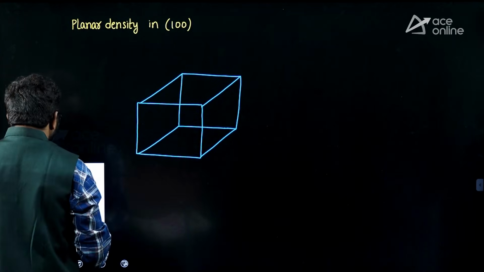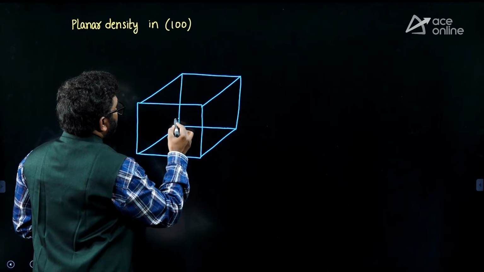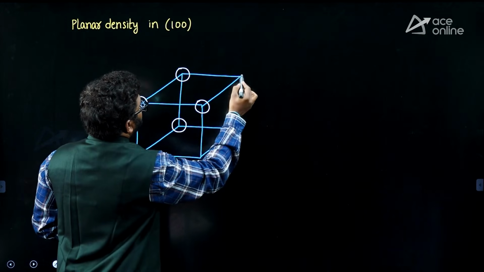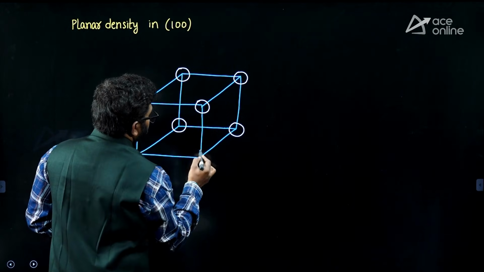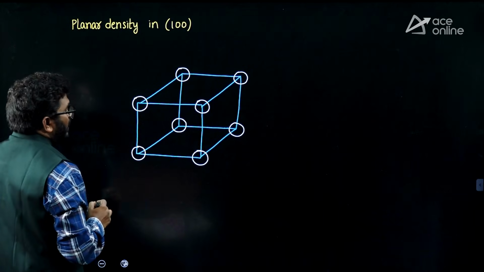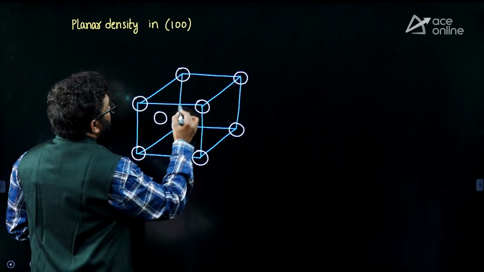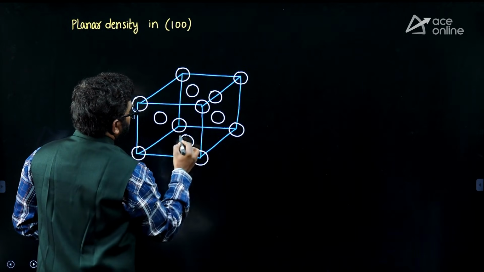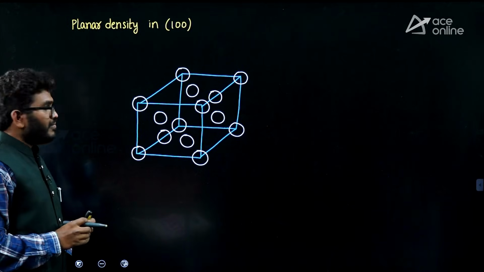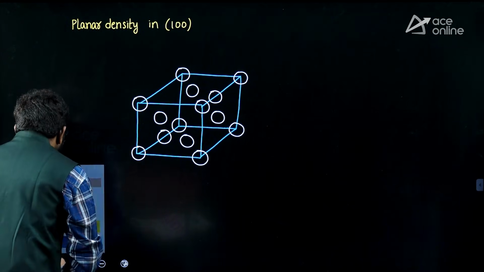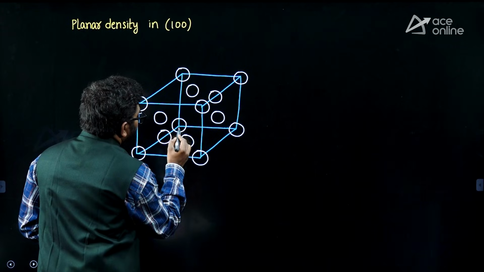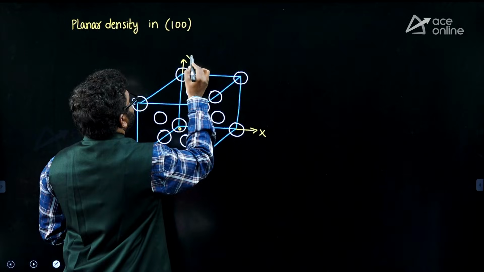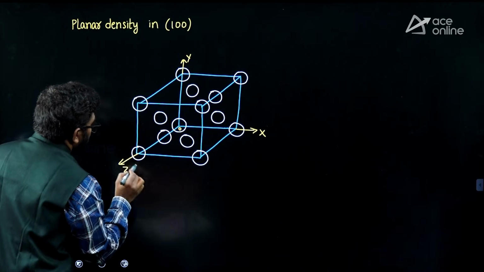The face-centered cubic structure, if I consider here, at every corner there is one atom like this. And at every face center there is one atom, center of each face one atom. This is an FCC structure. Now let us consider, this is origin I'll take. This is x-axis and this is y-axis and this is z-axis, right.